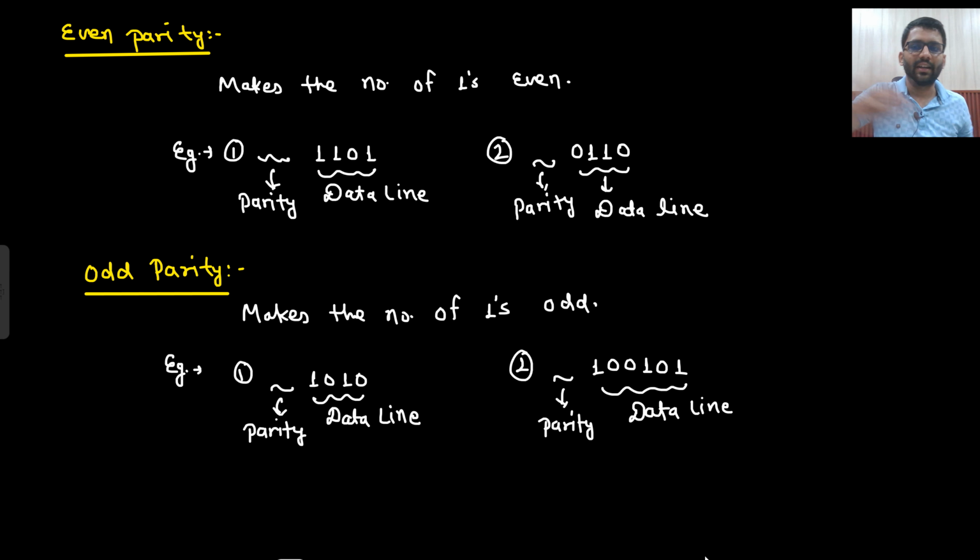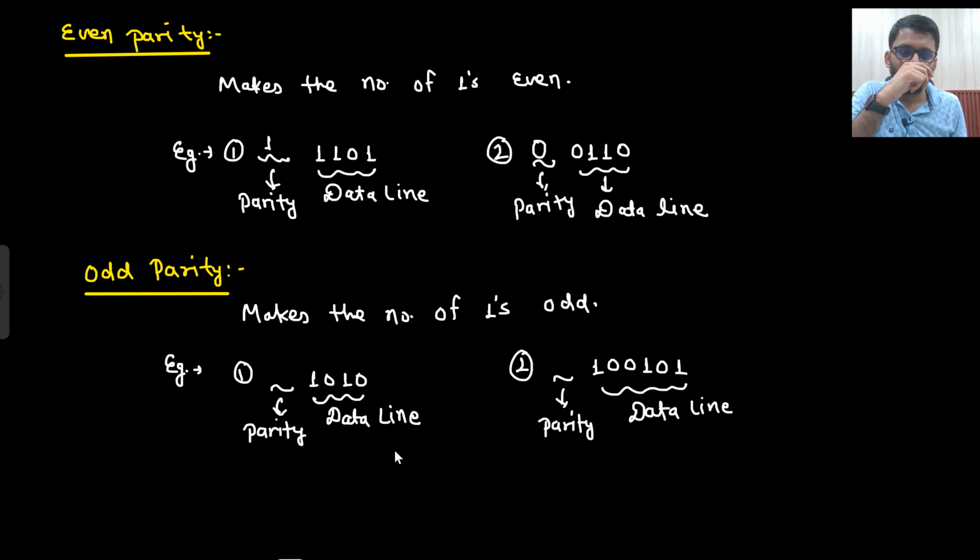How do we transmit the data? So what do you mean by even parity? Even parity means it will make the number of ones equal to even. So if this is my data line, what parity will I send? I want to make the number of ones even. So I will send 1 because I need the number of ones to be even. Here there are an odd number of ones, so the parity bit would be 1. Here what would be the parity bit? I need the total number of ones to be even. So the parity bit would be 0. These are already even, so parity would be 0.